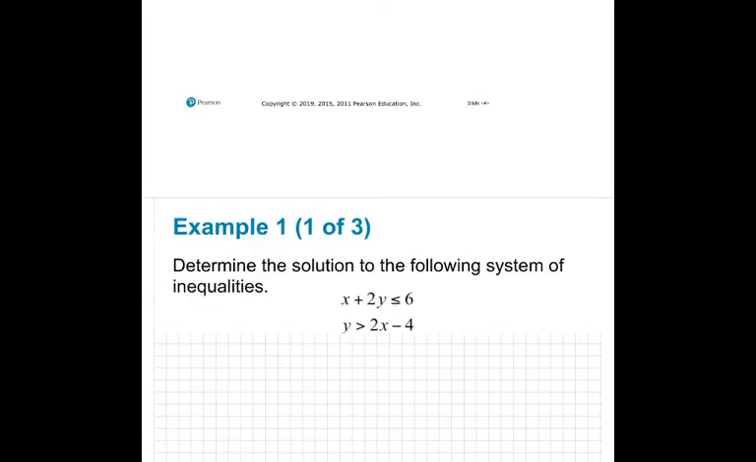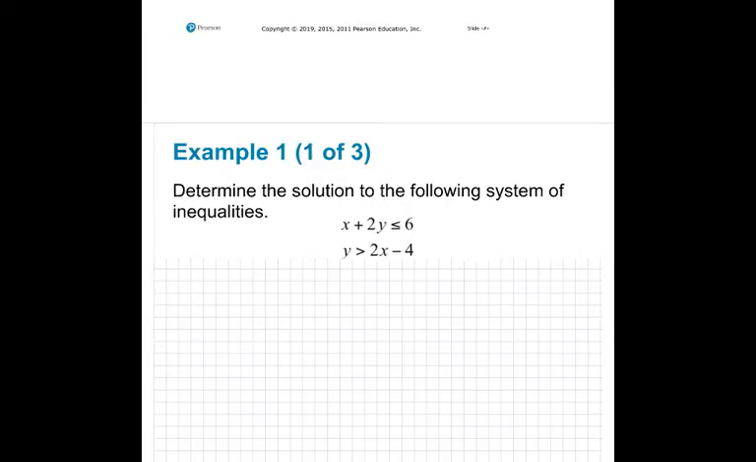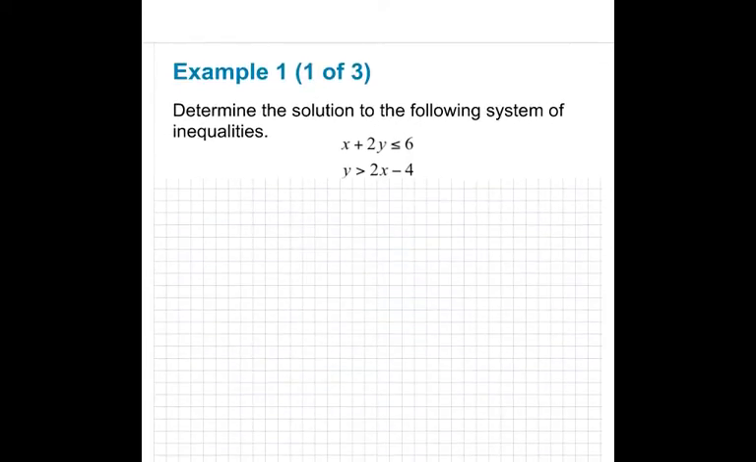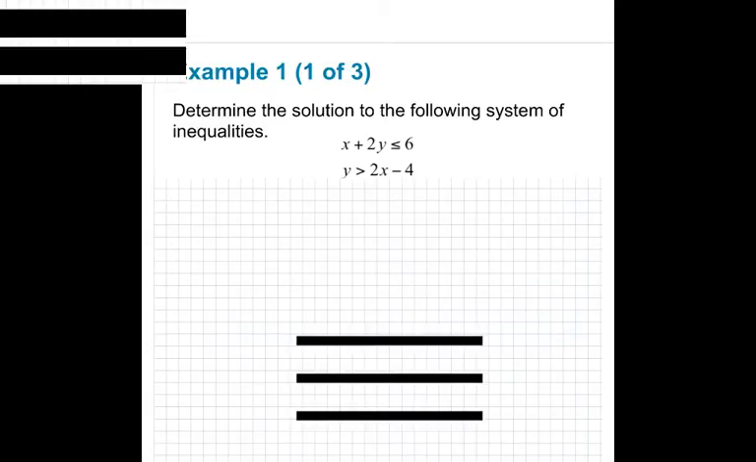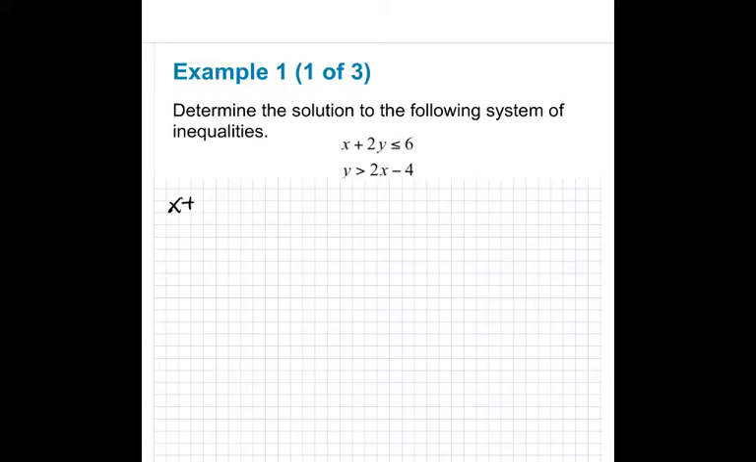So we're asked to determine the solution to the system of inequalities. So we're going to basically just graph these two. I usually like to start by getting a copy, just writing them. So if the original is x plus 2y is less than or equal to 6, I'm going to solve for y in both of these, all right? Get the y by itself. So if we subtract x from both sides, we'll get 2y is less than or equal to negative x plus 6. Divide both sides by 2, and y is less than or equal to negative 1/2 x plus 3.